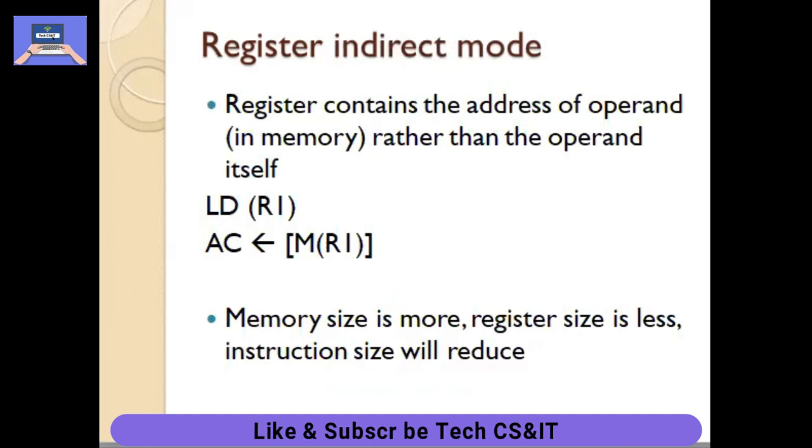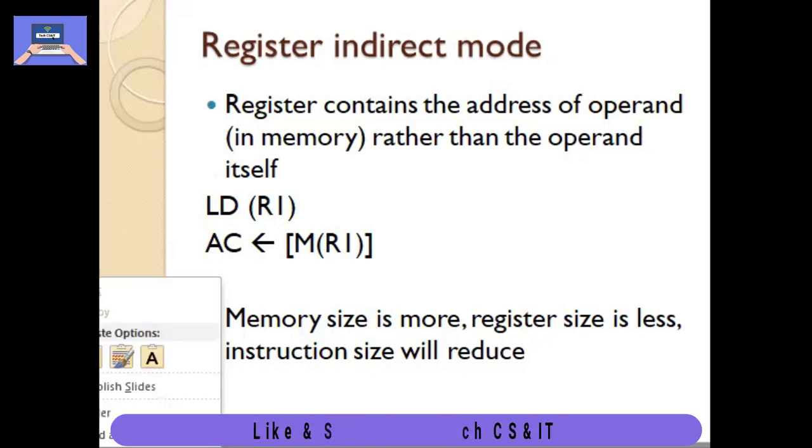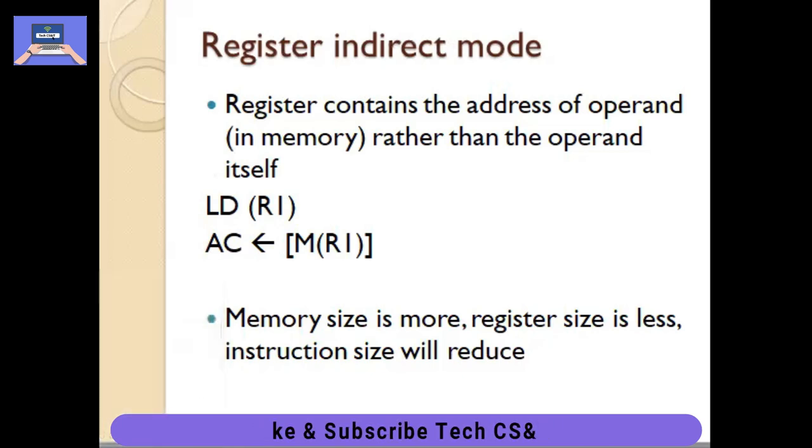Now, register indirect mode. Register indirect mode contains the address of the operand in memory rather than the operand itself. So what happens in this is that when you decode the instruction, the opcode and address of the operand will be telling what type of data you have to work on. Now the number of the register will be given when the instruction is first decoded.